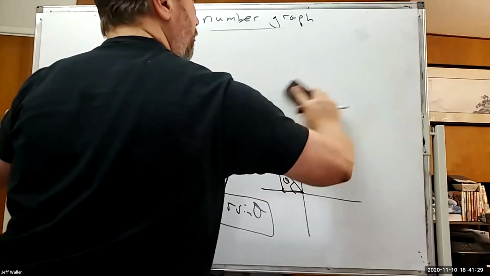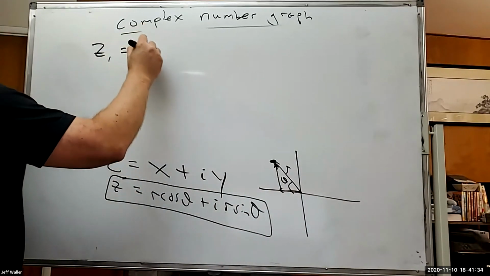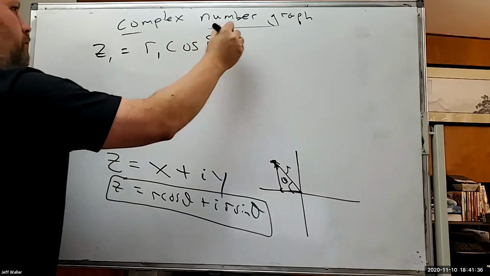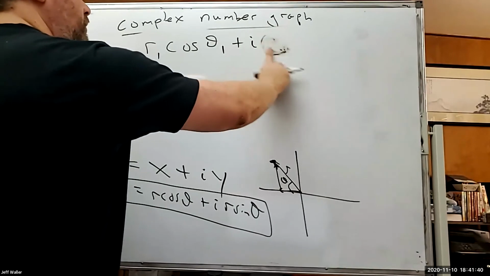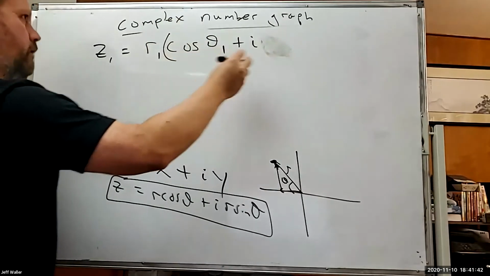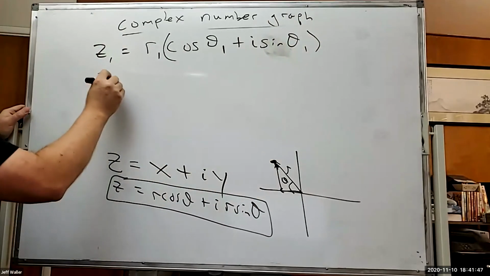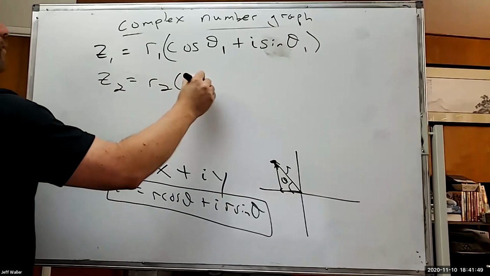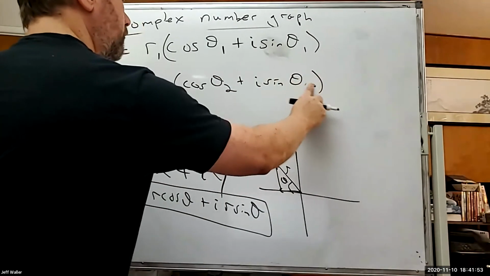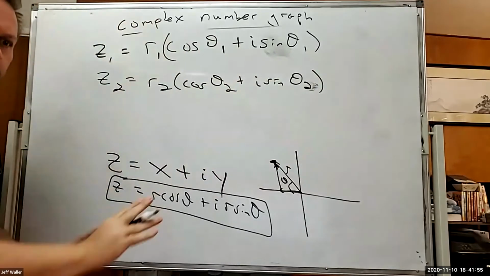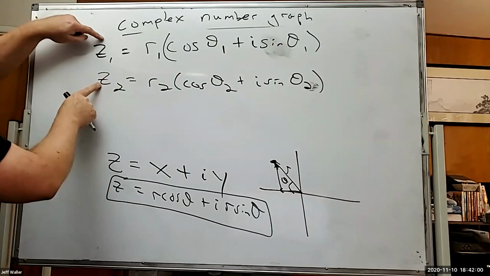So I have one complex number here. I'm going to call it z1 equals r1 cosine theta 1 plus i sine theta 1. And I have z2 equals r2 cosine theta 2 plus i sine theta 2. All right, that's plenty, right? So those are two different complex numbers.